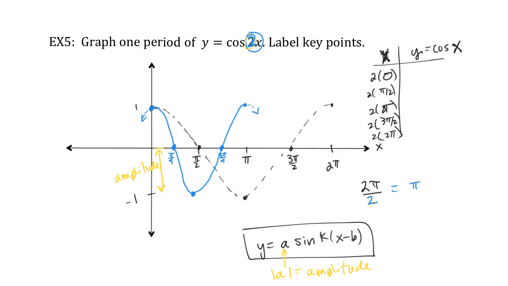Okay, so there's our amplitude. All right, and now this k affects how long it takes to do one full cycle of the graph. So the period is defined as 2 pi divided by k. And then that just leaves one more important thing, which I'm going to talk about in the next video, which is this b, and that's sliding the graph left and right. So we'll get into that next time.